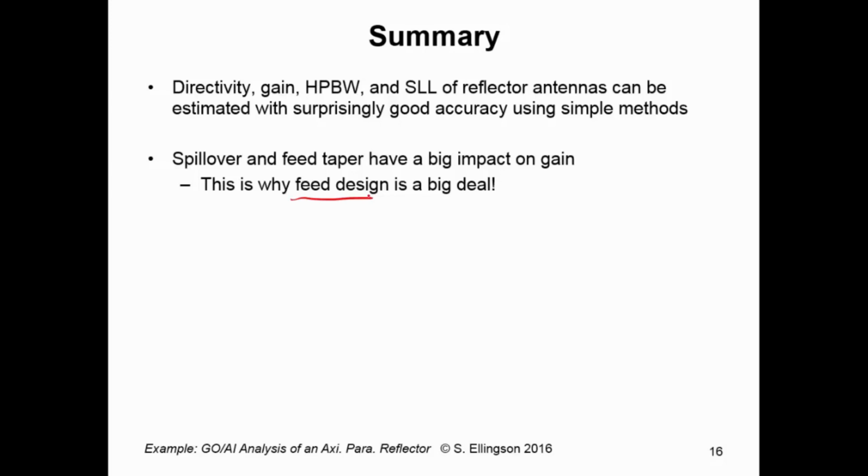In fact, I would say it's the primary problem in reflector antenna systems. Once you choose an F over D, or perhaps as part of the selection of F over D, you must consider the characteristics of the feed, because together the F over D of the dish and the characteristics of the feed will determine the spillover and feed taper, and we see that those two things have a big impact on the gain.